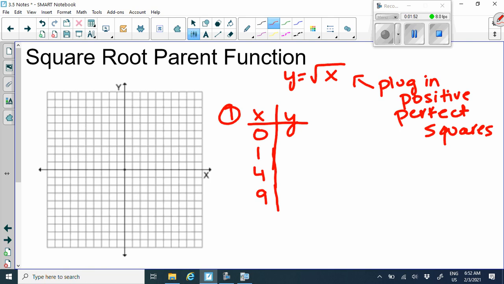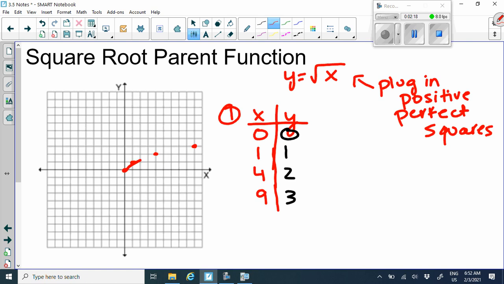Okay, we take the square root of 0, that's just 0. If we plug in square root of 1, we get 1. Square root of 4 is 2, and then square root of 9 is 3. Okay, so now let's go ahead and plot this. So we are at 0, 0, then 1, 1, then 4, 2, and then 9, 3.